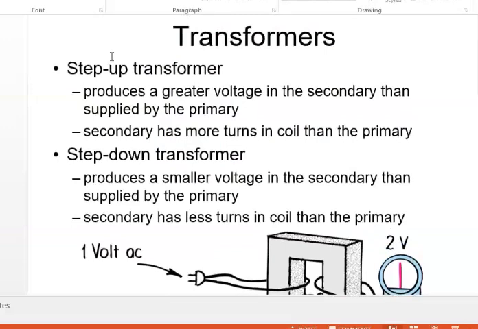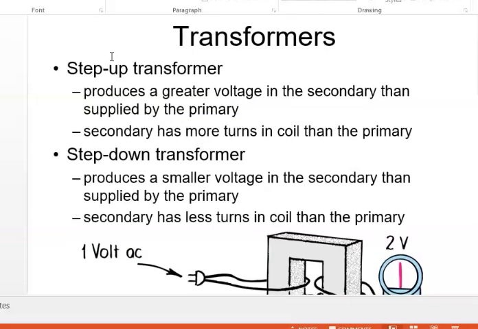This is done by making the number of turns in the secondary coil higher than that of the primary coil. As we have already discussed, as we increase the number of turns in the coil, the amount of induced voltage will increase. That's why the number of turns in the primary coil is less than the number of turns in the secondary coil. Then such a transformer will be a step up transformer.